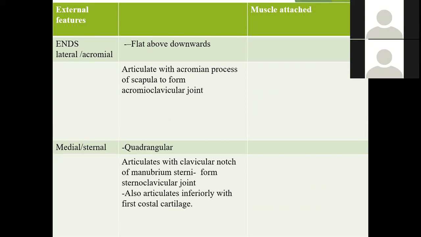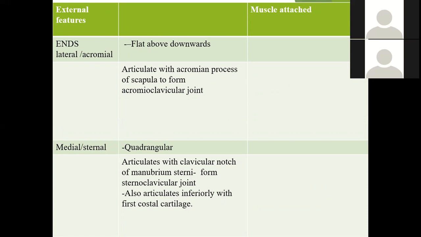So next one is the medial end. It is quadrangular, and it articulates with the manubrium sterni, forming a joint called the sternoclavicular joint. It also articulates inferiorly with the first costal cartilage. So this is about the features of the ends. Both ends articulate with bones to make joints, the acromioclavicular joint and the sternoclavicular joint, and it also articulates with the first costal cartilage. So it articulates with three bones nearby.